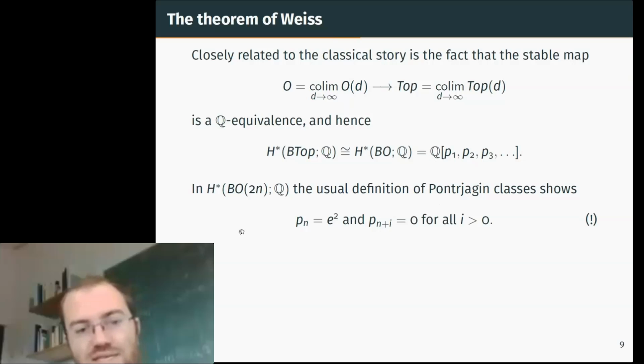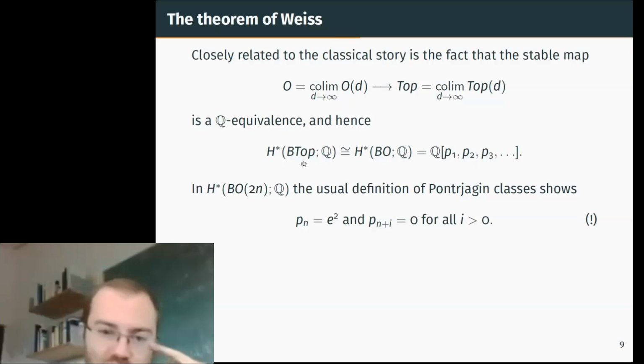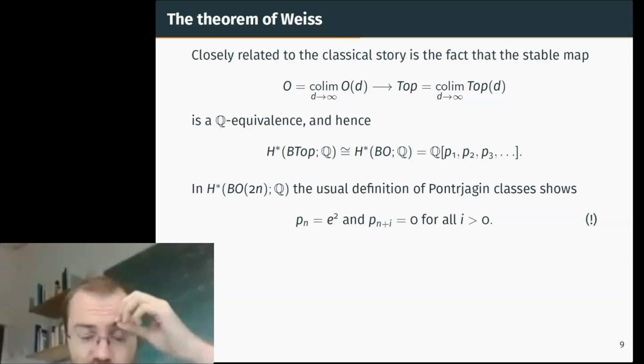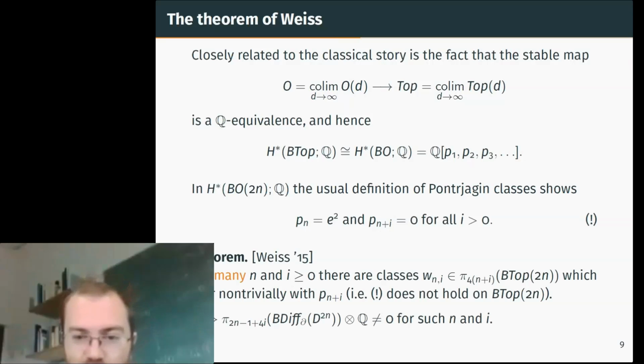Now, if you consider them as defined on BO, you use this isomorphism to think about them as being on B top, and then you pull them back to B top 2n. It's not obvious in either direction whether this should or should not be true. And Michael Weiss spent a long time trying to show that it was true, and then changed his mind and decided that he would show it wasn't true, and indeed it's not true.